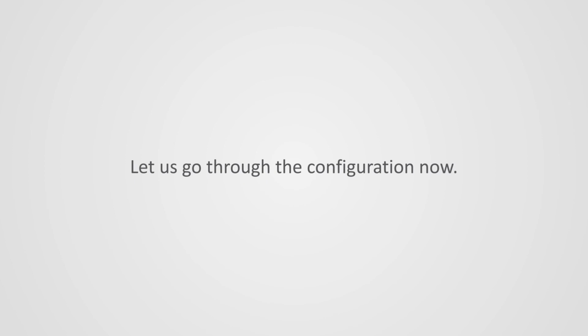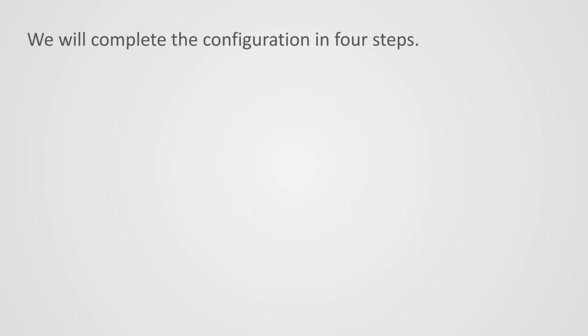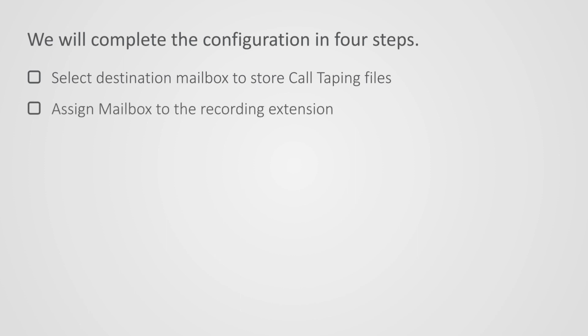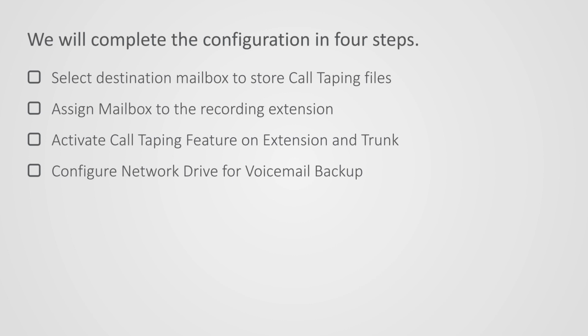Let us go through the configuration now. We will complete the configuration in 4 steps. Select destination mailbox to store call taping files. Assign mailbox to the recording extension. Activate call taping feature on extension and trunk. Configure network drive for voicemail backup.